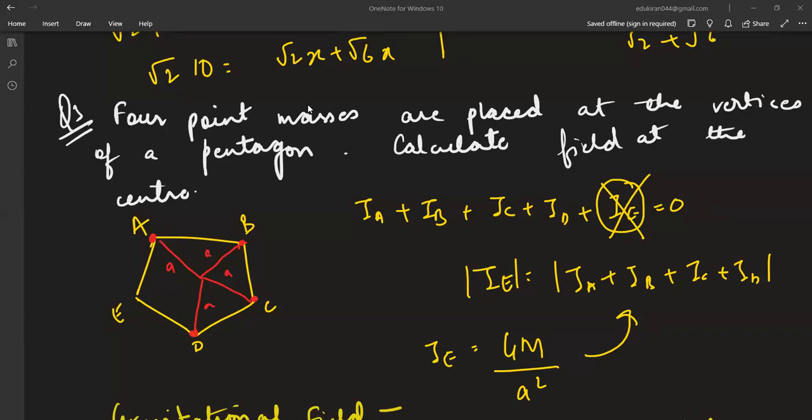Yes, Harsha. Final answer will be that of E only, because the sum is ultimately coming to be equal of this, right? That's why.